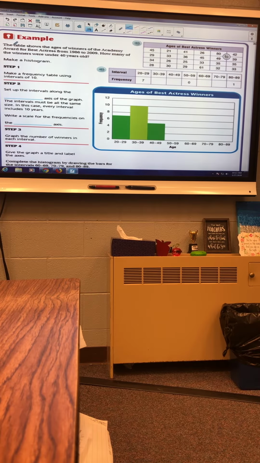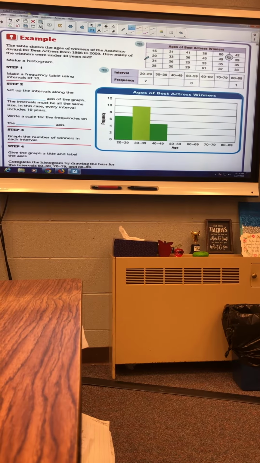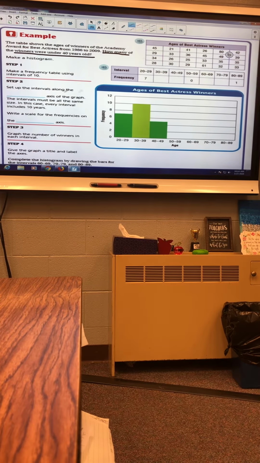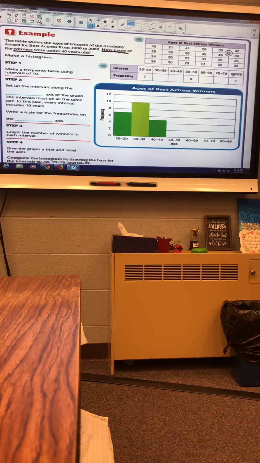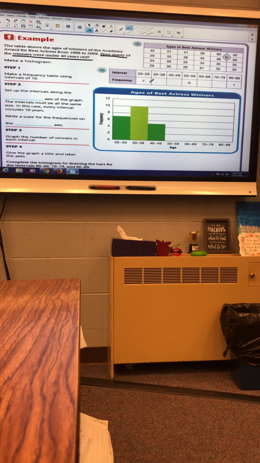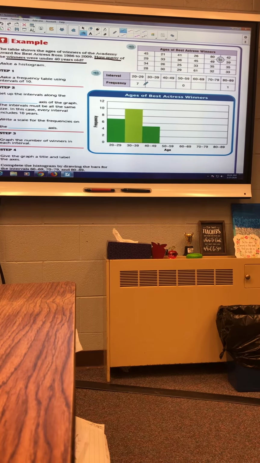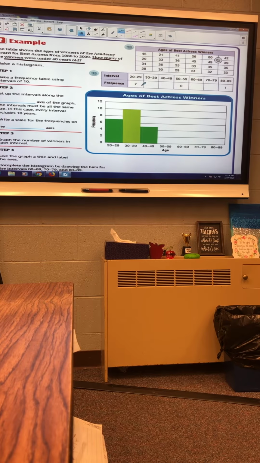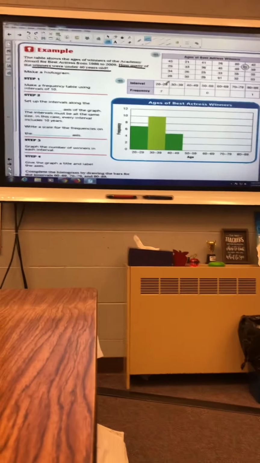The table shows the ages of winners of the Academy Award for Best Actress from 1986 to 2009. How many of the winners were under 40? So again, it's asking how many winners were under 40. They want us to make a histogram. Make a frequency table using intervals of 10. They have our intervals set out for us. It's really important as you move forward in this lesson, boys and girls, that your intervals have to be equal. You cannot have an interval from 0 to 5 and then one from 6 to 30. If your intervals are 5, they all need to be in 5s.